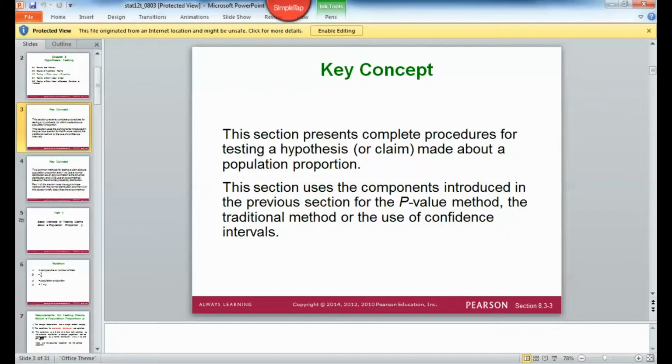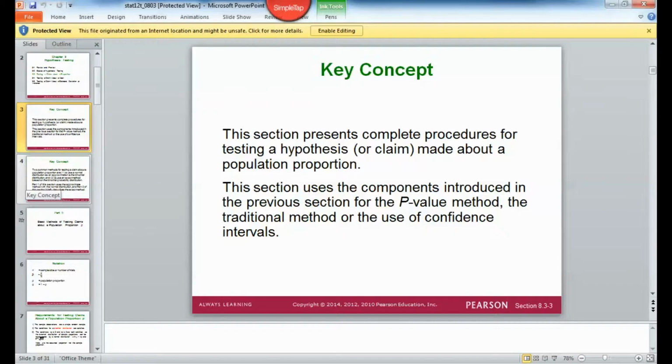Now there are two different ways to look at this. The p-value method and the traditional method, I kind of consider together, even though they are two different methods, because they're very similar. The use of confidence intervals is another way, and we're not going to go over that. So we're mainly going to focus on the p-value method and the traditional method. And as long as you don't have to use technology to get the p-value, it's not too bad just to use the p-value method every time.